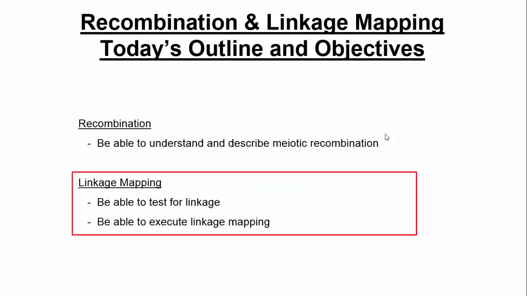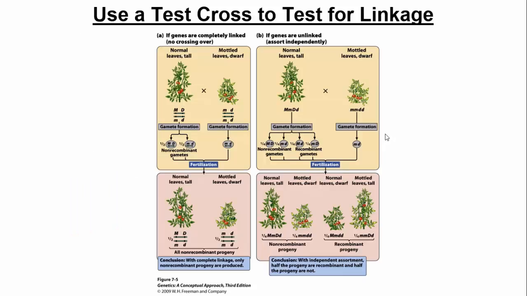Okay, let's apply this now. So we talked about recombination, we talked about how it works. Let's apply it to something concrete. Why would we use this? So we'd use this for a couple of reasons. One is we can use it to test for linkage. In other words, we can test to see if two genes are actually on the same chromosome or not. And we can do this by mating an unknown individual with a known homozygous recessive individual. And if we do that, we can tell if two genes are linked or not.